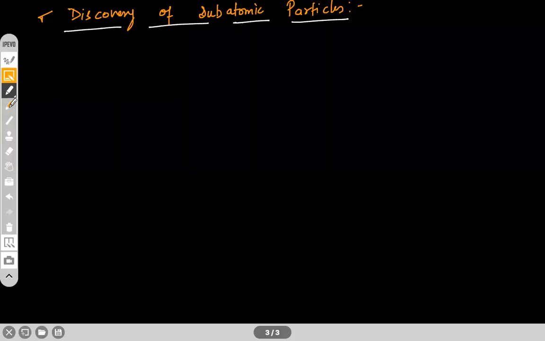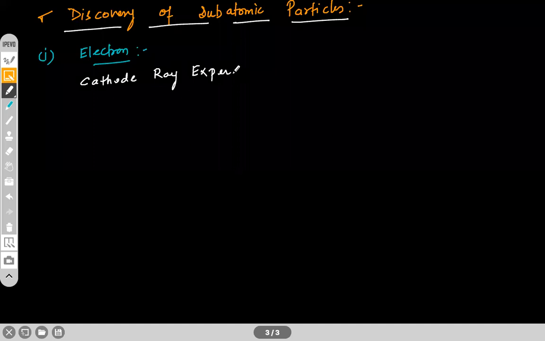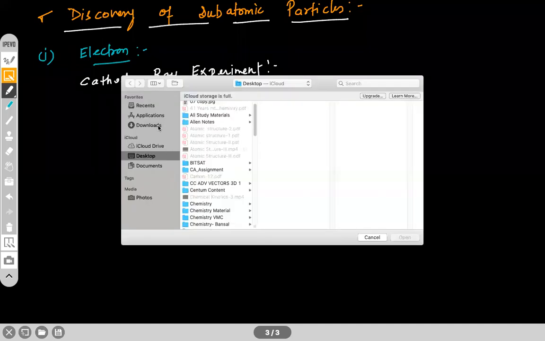The first one is electron. For the discovery of electron, there is an experiment, and we call it the cathode ray experiment. Experiment related questions they won't ask much, but I'll just discuss the experimental setup and other things over here.